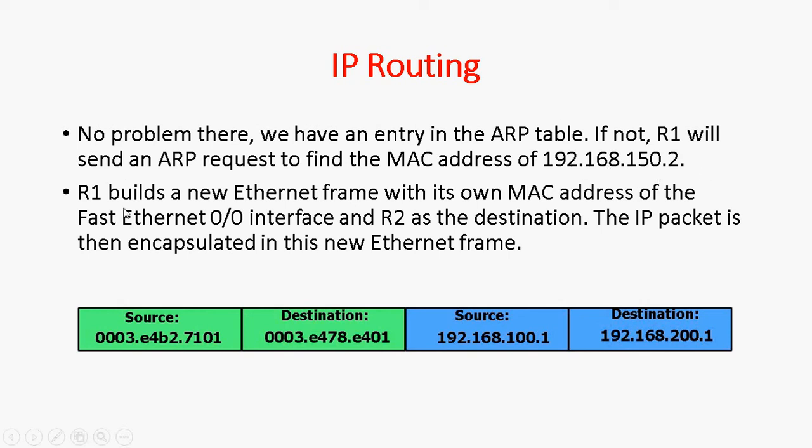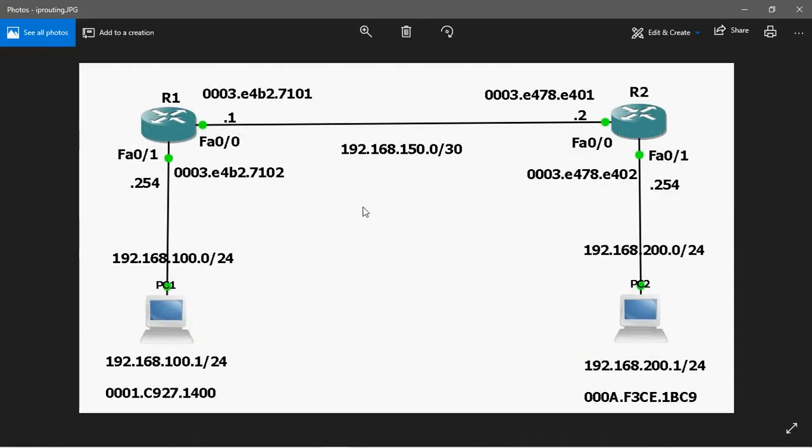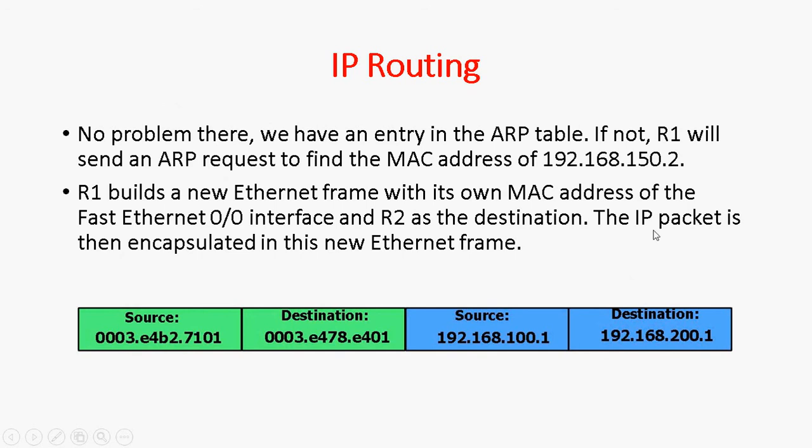Now R1 builds a new Ethernet frame with its own MAC address of the FastEthernet 0/0 interface. FastEthernet 0/0 interface is this one, FA 0/0. This interface MAC address is 0003.E4B2.7101, and the next hop IP is 192.168.150.2. This MAC address is 0003.E478.E401, with R2 as the destination.